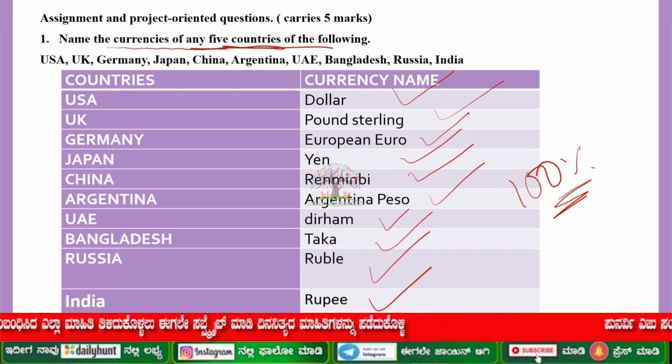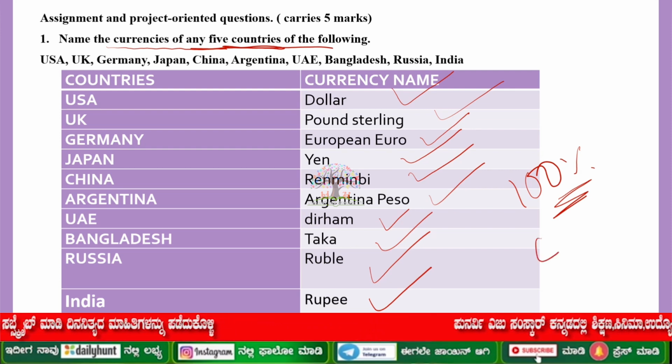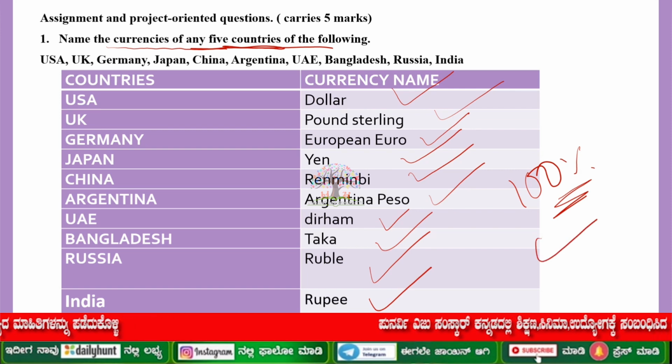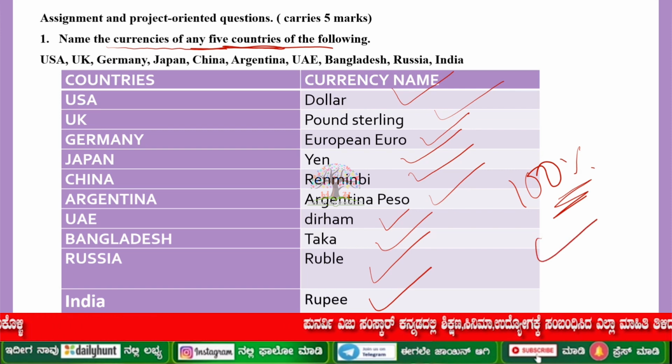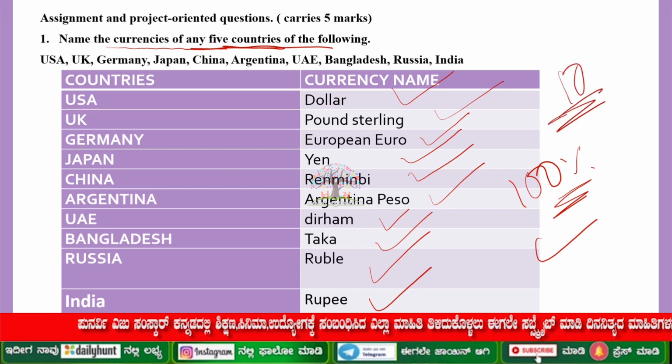Even if 1 or 2 go wrong, you can get full marks here. So please do prepare this one also. It is also important. Prepare all 6 practical oriented questions properly so that you can get 10 on 10.